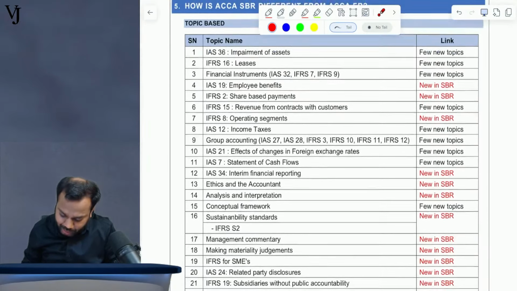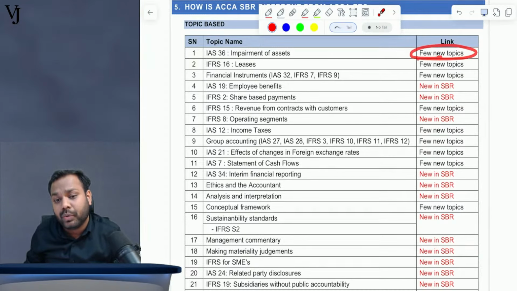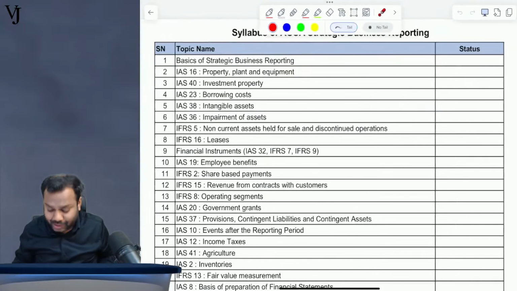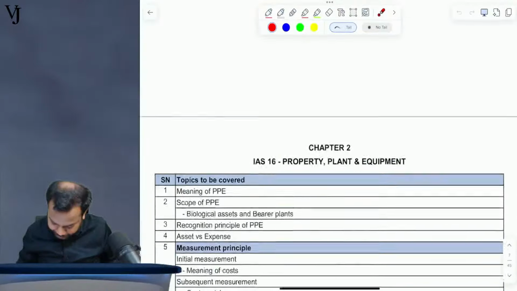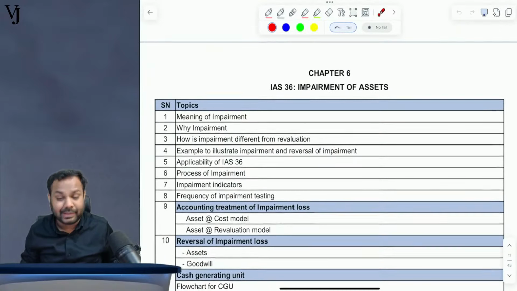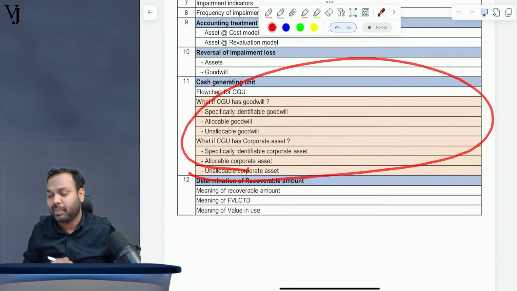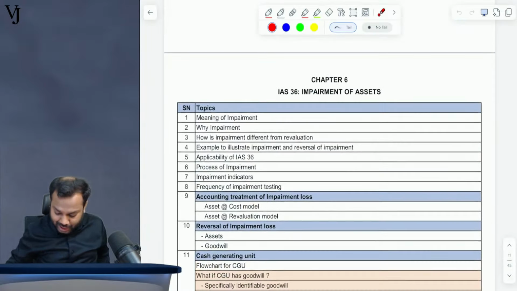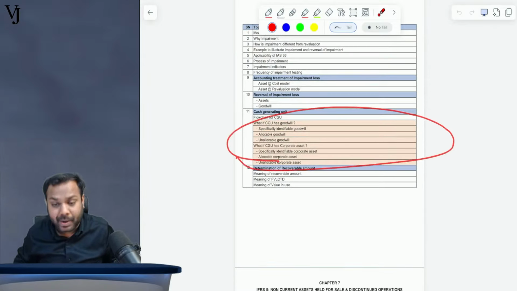Okay. For example, in IAS 36, there are a few new topics as compared to FR. Sir, which are the new topics? Don't you worry, I have that also ready with me. I have done the syllabus mapping entirely. Let's come to IAS 36. This is IAS 36 impairment. Now these highlighted parts are new in SBR. The FR part is this one, which is common in FR and SBR both, but this highlighted part is new in SBR.